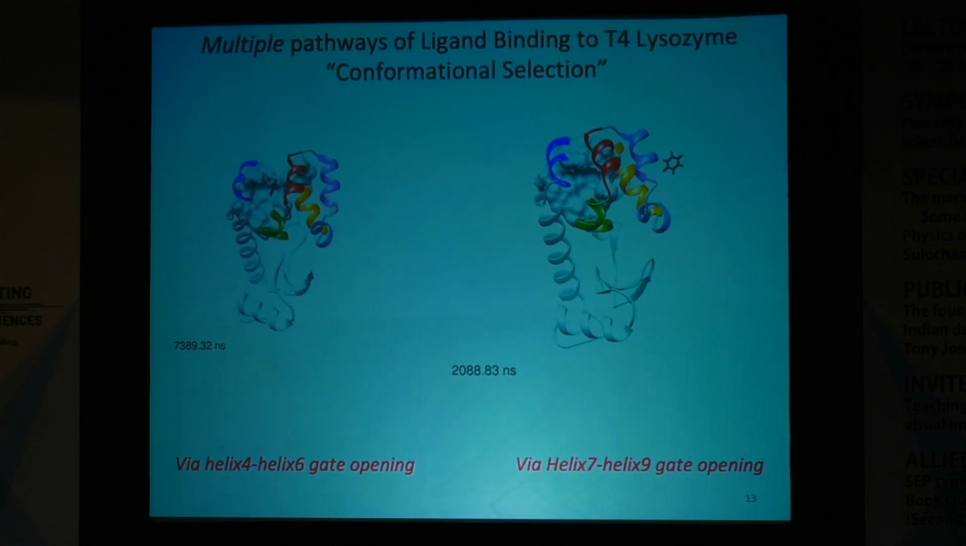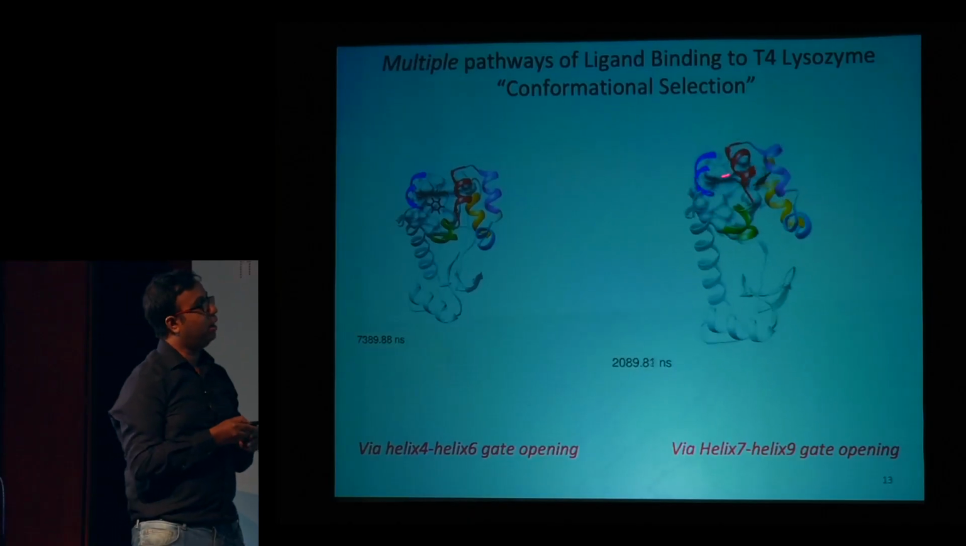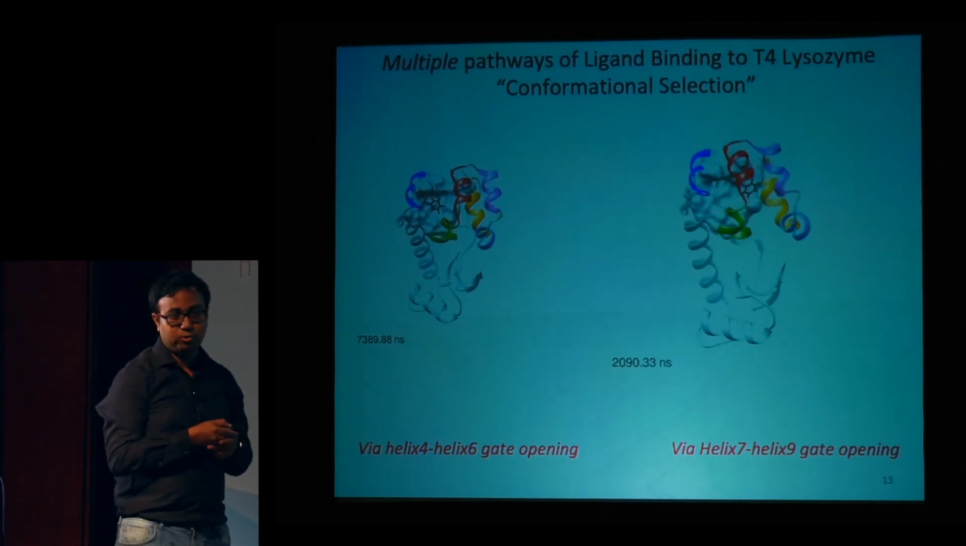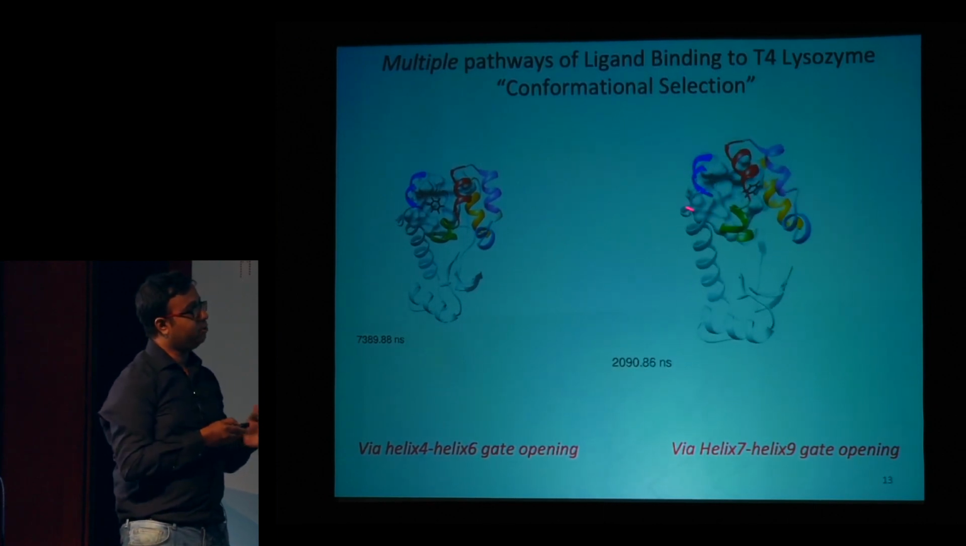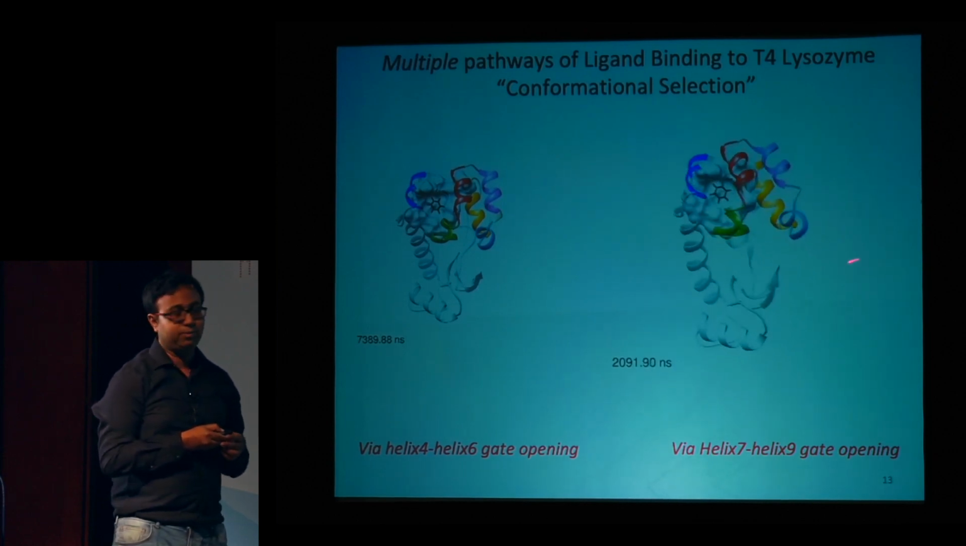Now if you look at another trajectory, interestingly, the same ligand approaches from helix 7 and helix 9. So you have multiple pathways present in these simulations. The question is then what is actually driving this particular process.